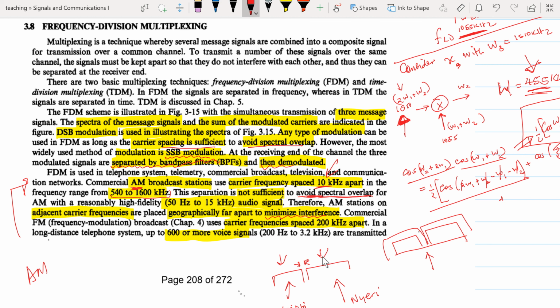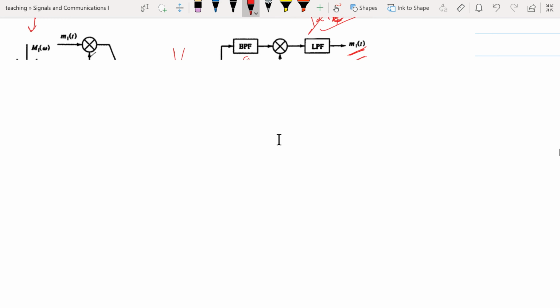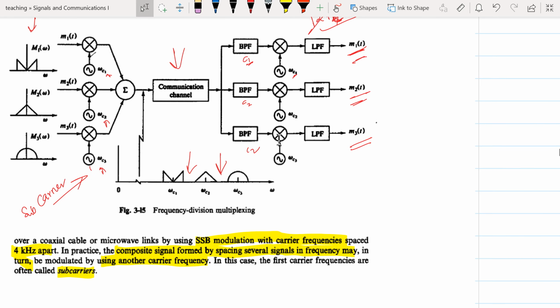We also say that the FM modulation signals, or the carriers, are spaced at 200 kilohertz apart, and you'll see the reason why. And in long distance telephone systems, about 600 or more signals carried by coaxial cable or microwave links can be carried by one link, and therefore their spacing of separation is a bit smaller, about 4 kilohertz apart.